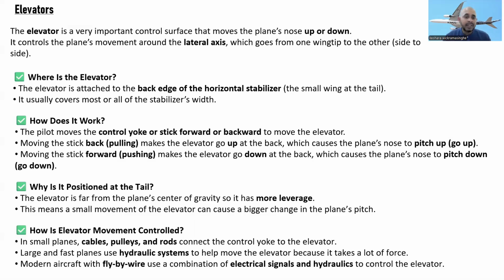So how are elevator movements controlled? In small airplanes, cables, pulleys, and rods connect the control yoke to the elevator. Large and fast planes use hydraulic systems to help move the elevator because it takes a lot of force. Modern fly-by-wire aircraft use a combination of electrical signals and hydraulics to control the elevator.